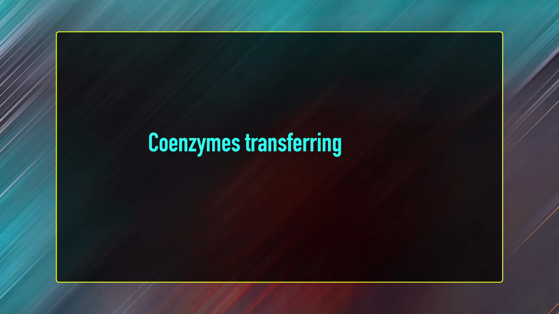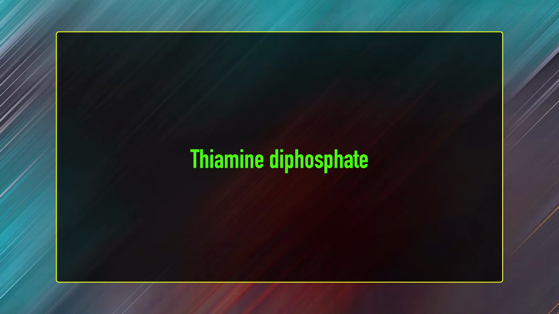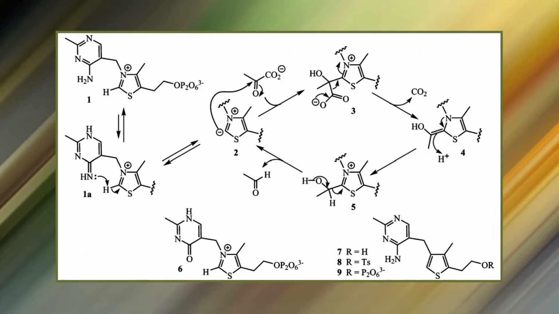Third is coenzymes transferring 2 and more carbon units. Thiamine diphosphate. Thiamine diphosphate, phosphoderivative of thiamine, vitamin B1, is a coenzyme of enzymes that are able to activate aldehydes and ketones as hydroxyalkyl groups and transfer them to other molecules. Example in conversion of pyruvic acid to acetyl coenzyme A. Oxidative decarboxylation of alpha keto acids takes place in which thiamine diphosphate is involved.